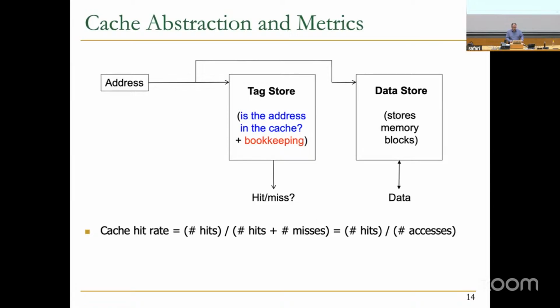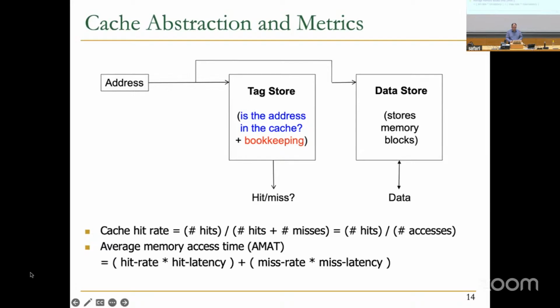So cache hit rate is one of the performance metrics, which is the number of hits divided by the number of hits plus the number of misses, or the number of hits divided by the number of accesses. Using that, we have another important metric, average memory access time, which is hit rate times hit latency plus miss rate times miss latency. From the previous lecture, you should know that because we have a hierarchy, miss latency is hierarchical. Depending on the hit rate and miss rate at other levels of the hierarchy, you should calculate this miss latency, and that would affect the total average memory access time.